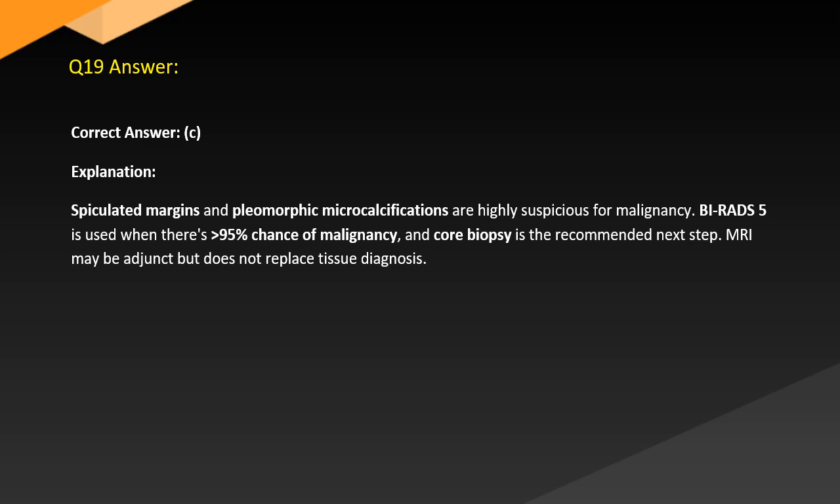Answer. Correct answer C. Explanation. Spiculated margins and pleomorphic microcalcifications are highly suspicious for malignancy. BI-RADS 5 is used when there's over 95% chance of malignancy, and core biopsy is the recommended next step. MRI may be an adjunct but does not replace tissue diagnosis.